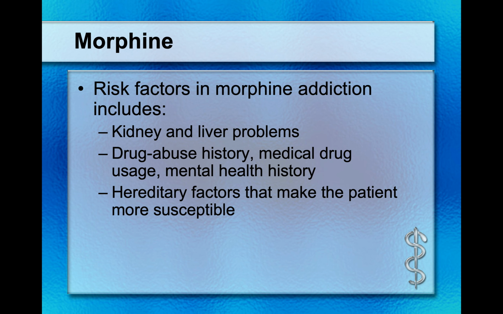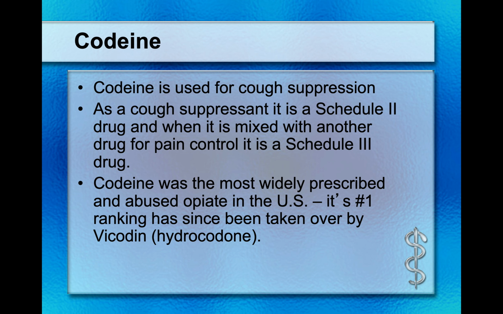Risk factors in morphine addiction include kidney and liver problems, drug abuse history, medical drug usage, mental health history, and hereditary factors that make the patient more susceptible, like my great nephew, who will always be more susceptible to addiction because he was an addict when he was a newborn.